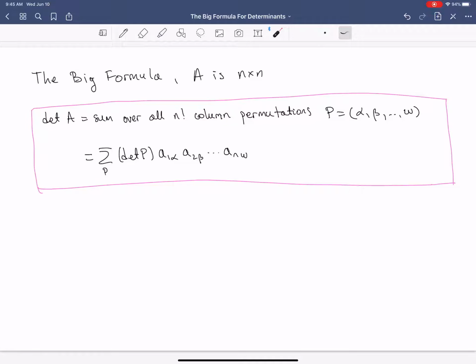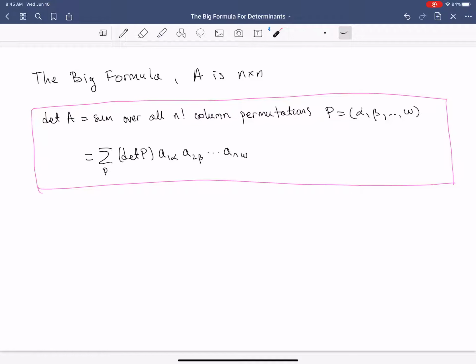Now, this permutation matrix, we know, has a determinant of either +1 or -1. We can compute it by trying to get back to the identity matrix. And attempting to go back to the identity matrix would require column exchanges.